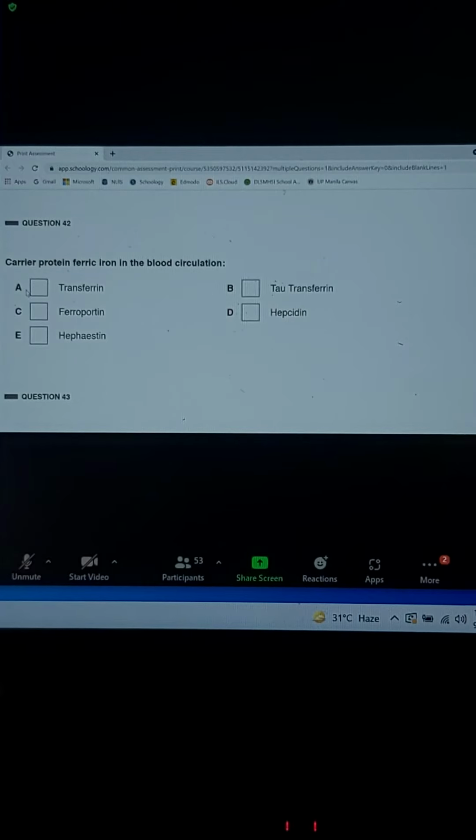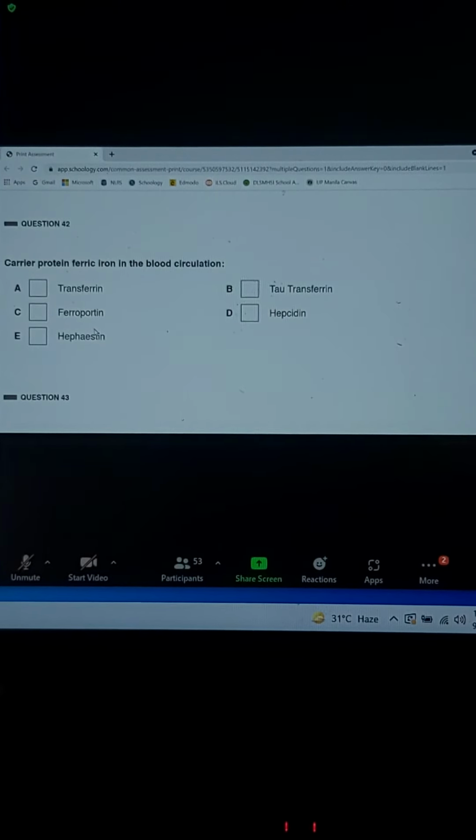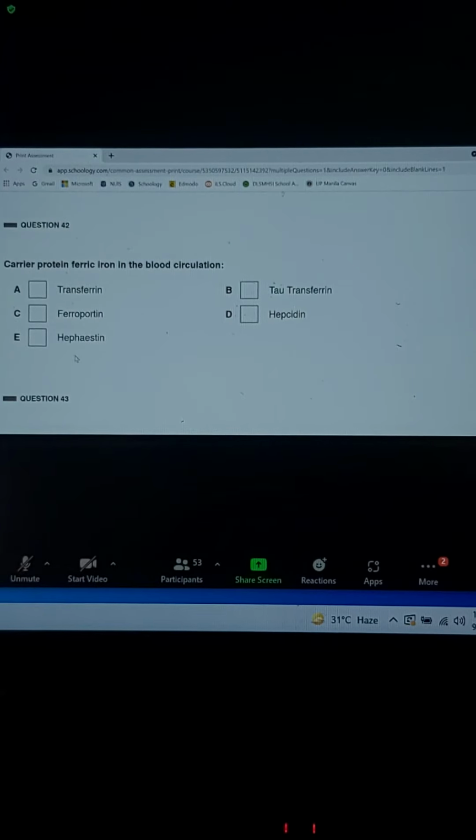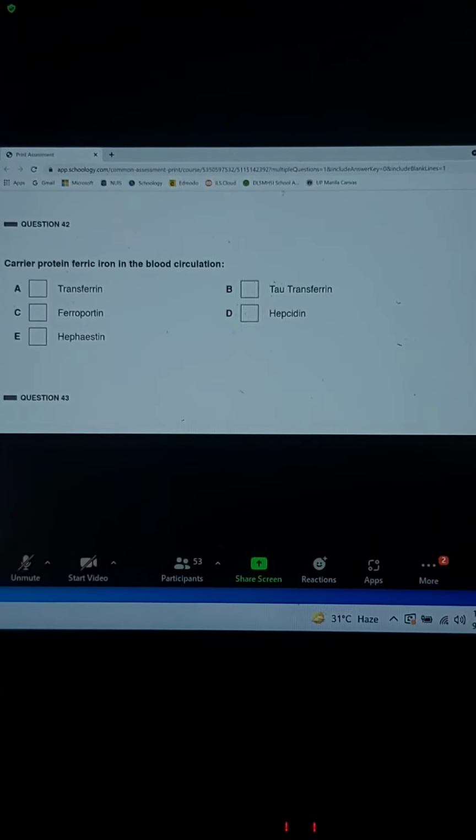Number 42, carrier protein of ferric iron in the blood circulation. Letter A, transferrin. Letter B, tau transferrin. Letter C, ferroportin. D, hepcidin. Or E, hephaestin. Transferrin po. Okay, so the correct answer is letter A, transferrin.